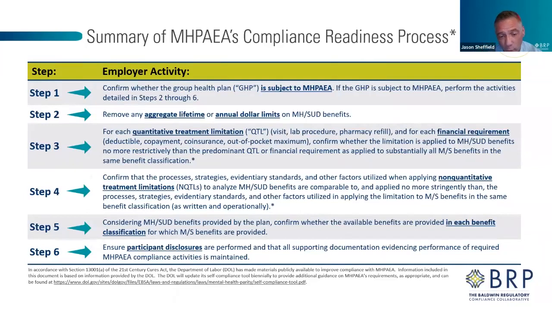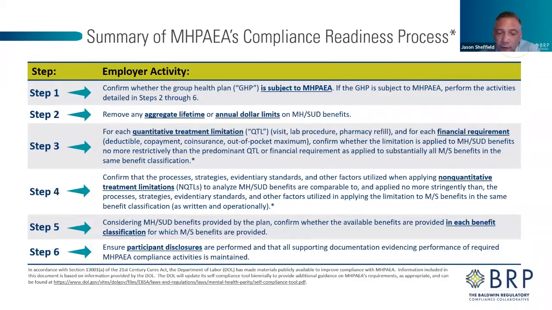There are 6 classifications and 4 subclassifications. We're going to talk about those in a minute. And then go back and compare it to medical surgical benefits that are provided in similar classifications and subcategories. So create a list on both sides, medical surgical, and substance use disorder and mental health. Then get your 2 lists and compare them in the middle.